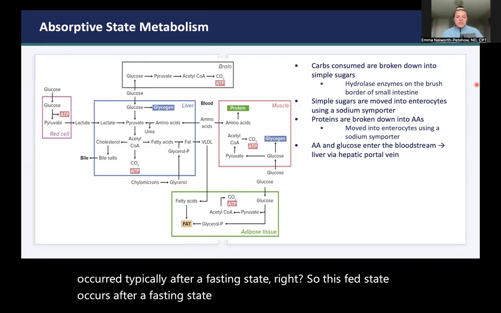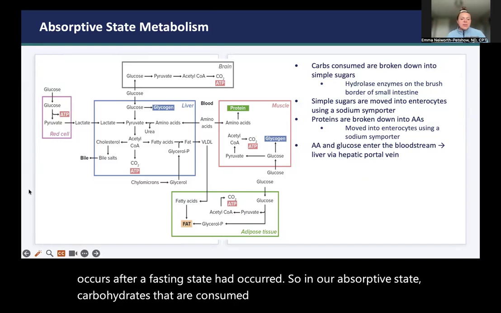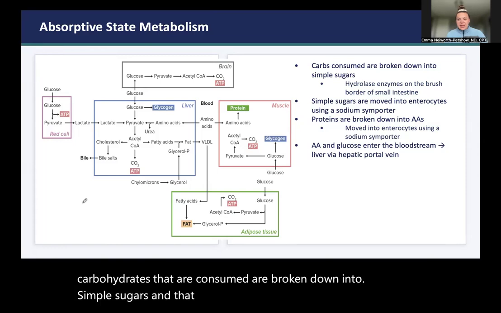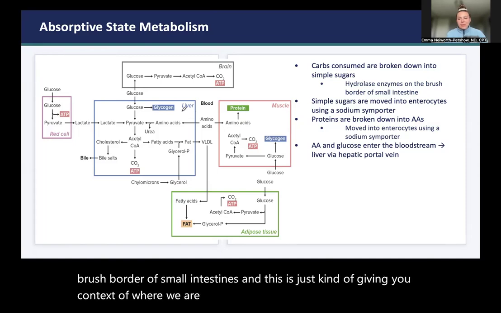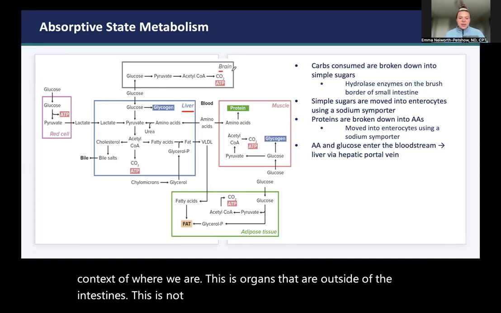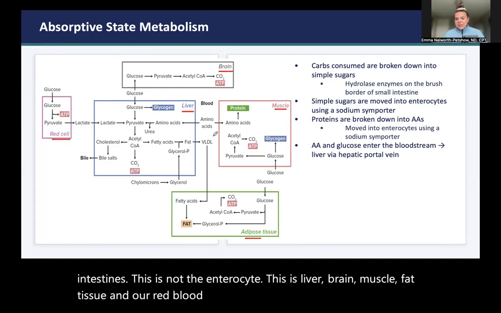In our absorptive state, carbohydrates that are consumed are broken down into simple sugars, and that happens via hydrolase enzymes on the brush border of the small intestines. And this is just giving you context of where we are. These are organs that are outside of the intestines. This is not the enterocyte. This is liver, brain, muscle, fat tissue, and our red blood cells. So just to give you some context here.